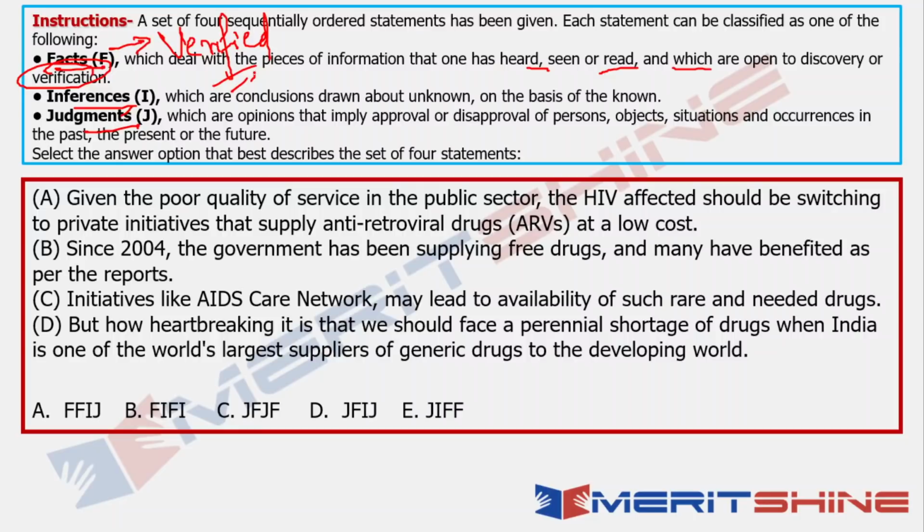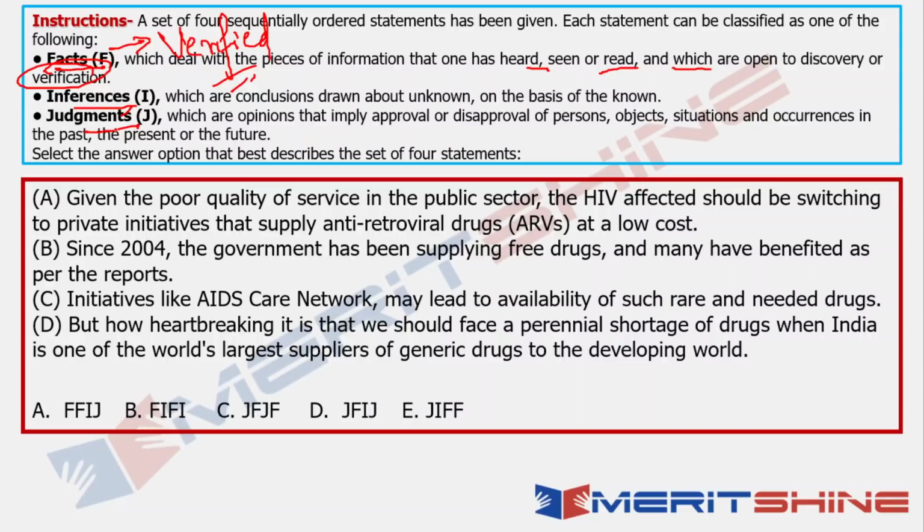So if I say that poverty would go away by 2025, okay. So can this be verified? No, this cannot be verified. So this is something of a judgment of mine. This is my opinion that poverty would go away. On the basis of what I think, I said poverty would go away.